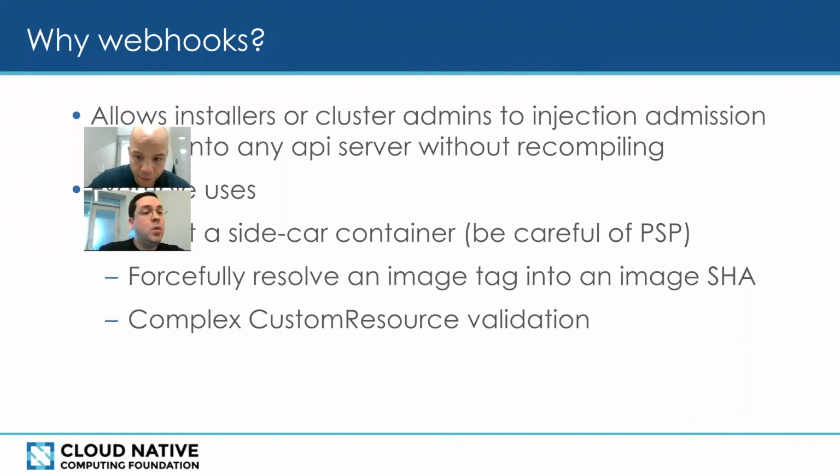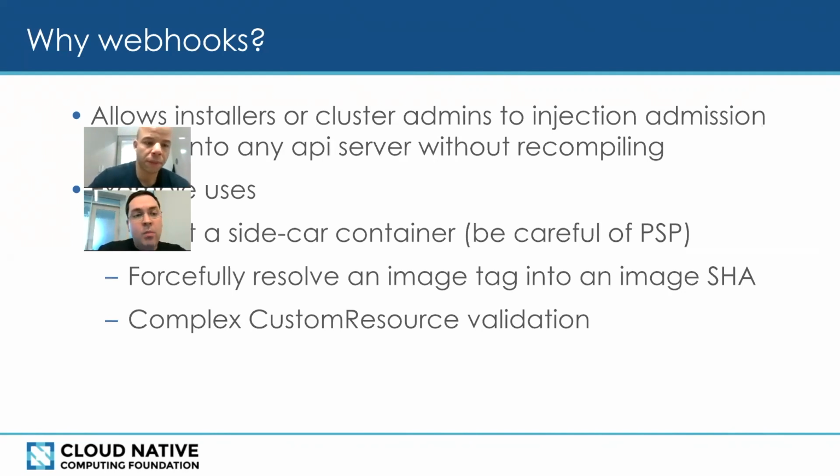And now that it's a webhook, there's a lot of example uses, right? You could do things like inject a sidecar container. It's something that Istio was looking at. You can do things like forcefully resolve image tags to SHAs, which is very helpful for repeatability, and this would let you do it on all sorts of resources that contain pod specs. And it's also useful for things like complex custom resource validation, right? If you want to be able to say, this field can only be set if this other field is set to something between 6 and 7.